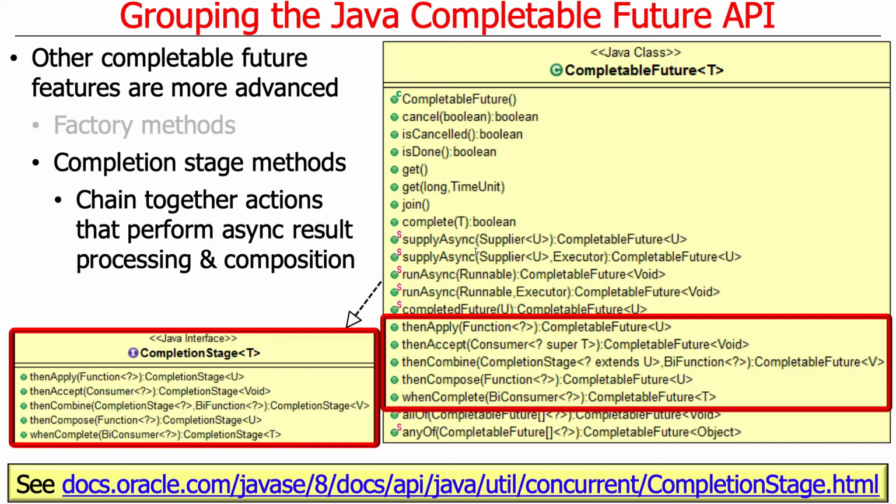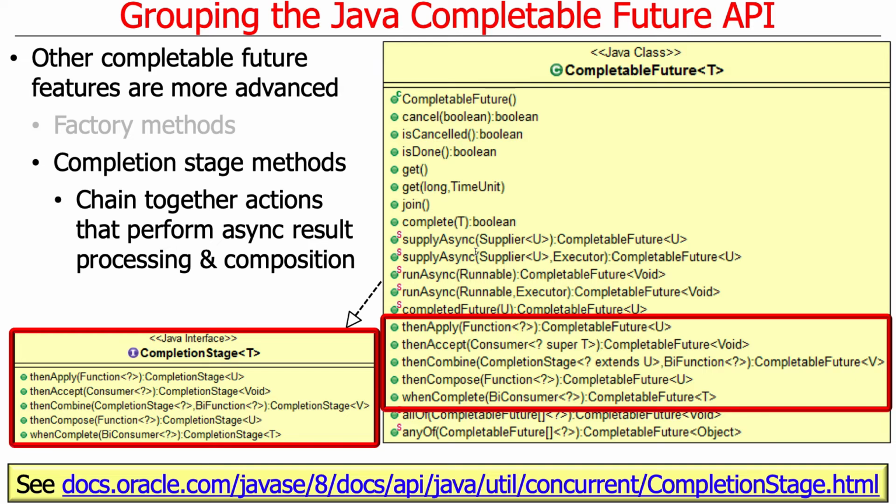Completion stage methods can be used to chain together these dependent actions that are triggered to do their processing when asynchronous operations complete. So we'll see that when the results of an asynchronous operation completes, then a completion stage method will get invoked automatically by the Completable Futures framework. And we'll also see that these methods support limited composition.